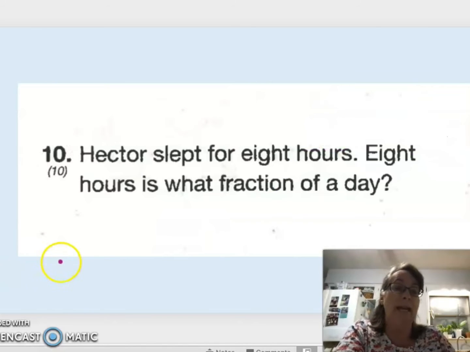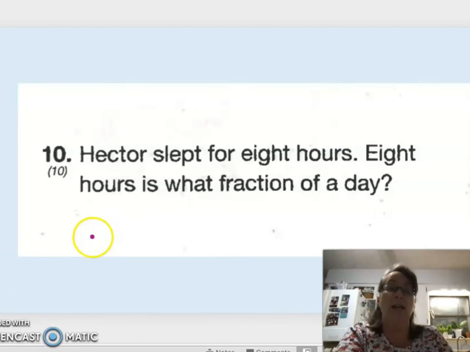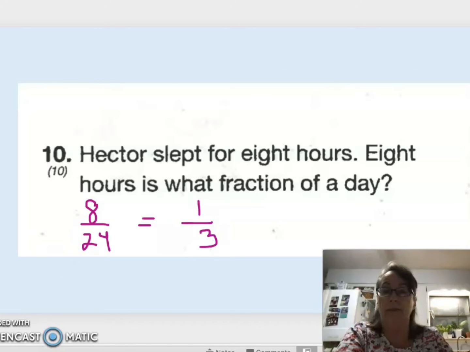Number 10. Hector slept for 8 hours. 8 hours is what fraction of a day? So 8 out of 24 is going to be 1/3. And that would be enough work on that one.